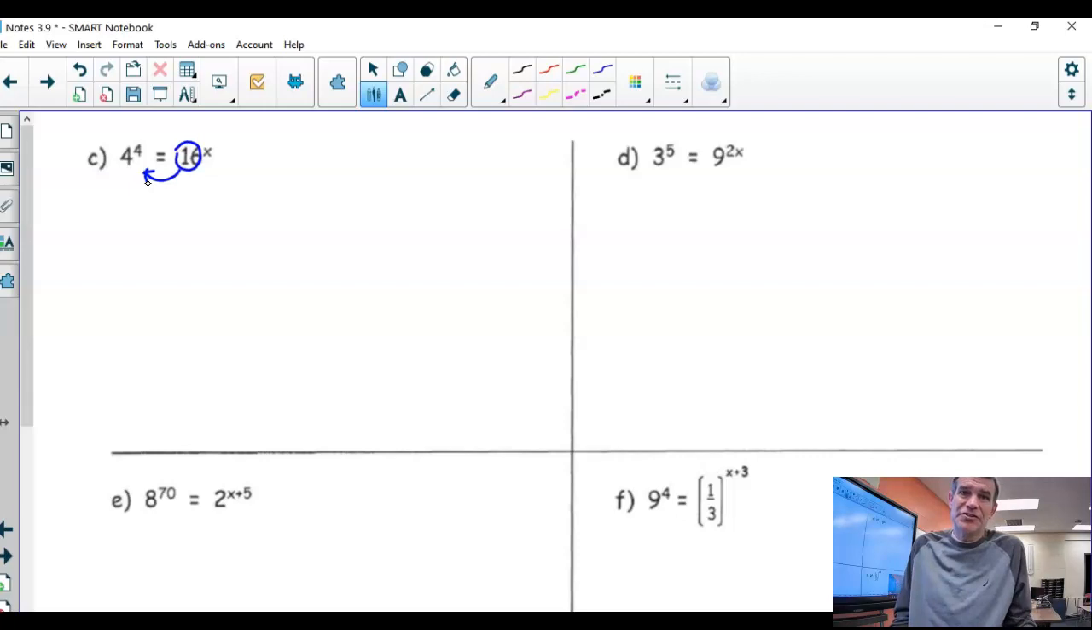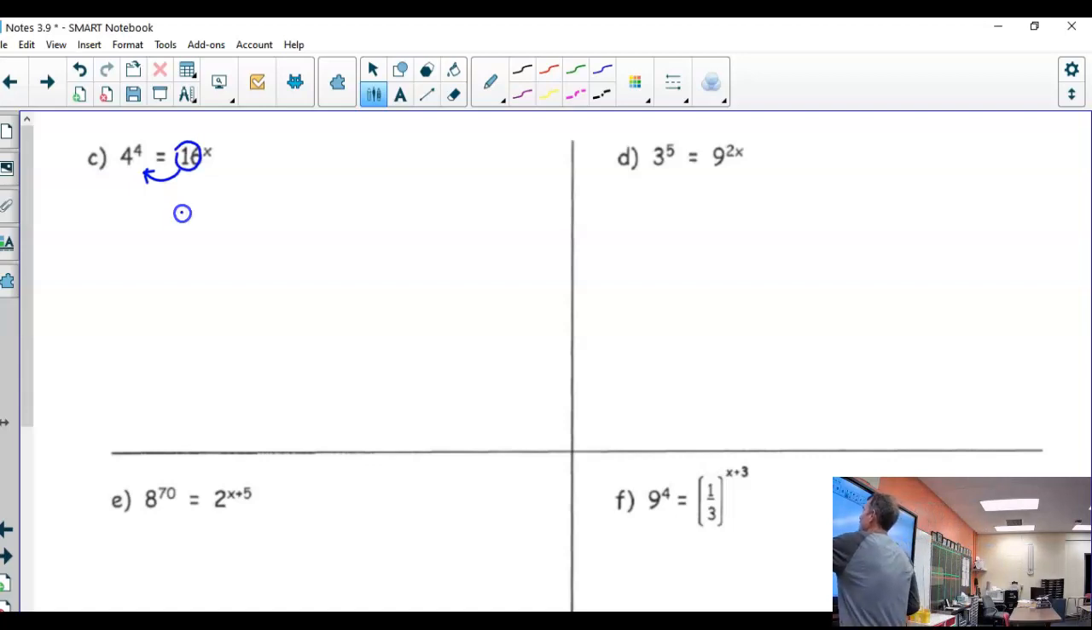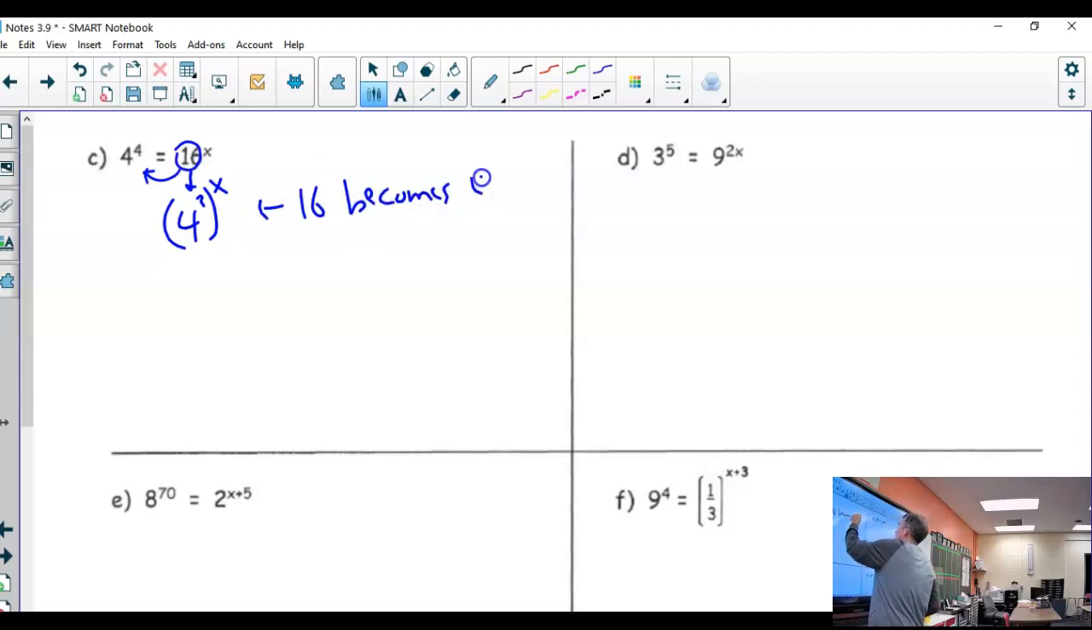I could make the 4 a 2, but I don't need to because I just want to make both sides be the same. And I can make the 16 into a 4. All right, so I would make the 16 become 4 squared. So 16 becomes 4 squared, still to the x.